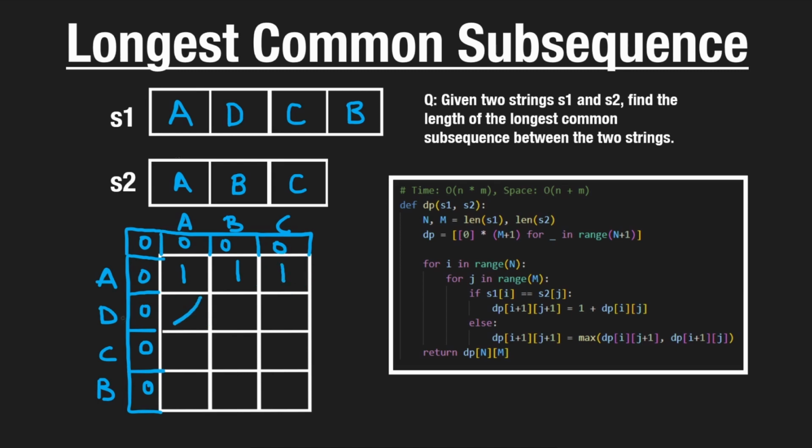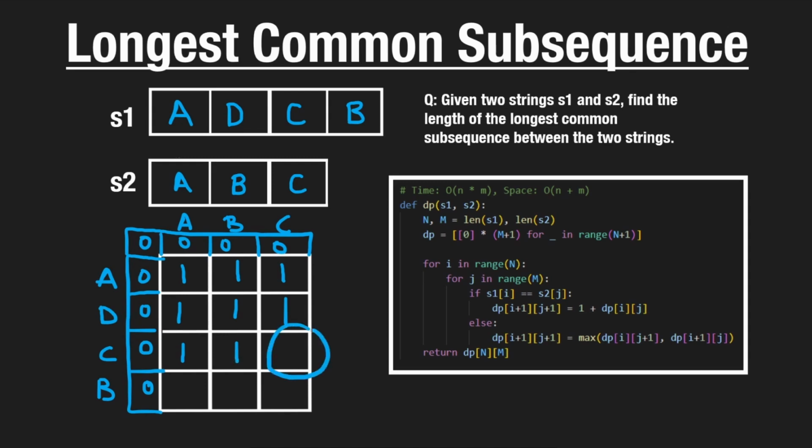Then moving on to this position, these two characters are not equal, so we would look to the left and look up. The maximum of those two is going to be 1, because remember, that's what we're doing. We're taking the maximum of these two. Same thing over here. These characters are not equal, so we would look left or look up and take the max of both of them. Well, it's going to be 1 either way. Same thing over here. It's going to be 1. Over here, same exact thing. It's going to be 1 because these two characters are not equal. Same thing over here.